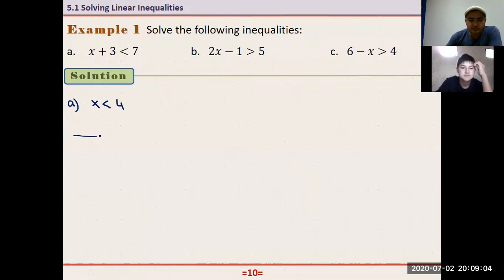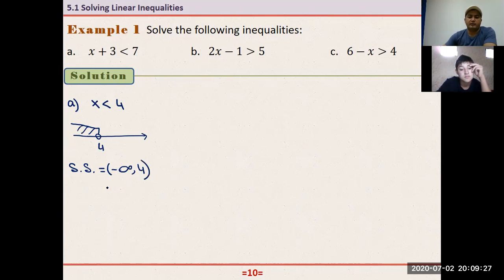On the number line, immediately, here we have an empty circle at 4. It is less, right? Less means to the left. So that is a solution. How about set form? Write S.S., that means solution set. That is from negative infinity to 4, with a parenthesis. Okay, solution.